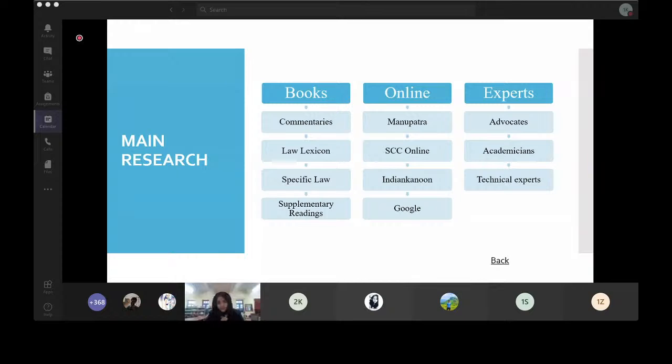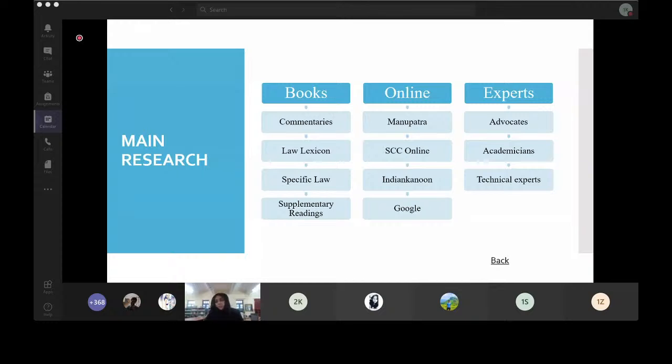Manupatra, yes, it's important. We shall have a session on how to use Manupatra for you guys. And luckily we have access to Manupatra in our college. So we'll have a session. We'll teach you how to do it for the freshers. And SCC Online is also one of the legal databases that you can look up.